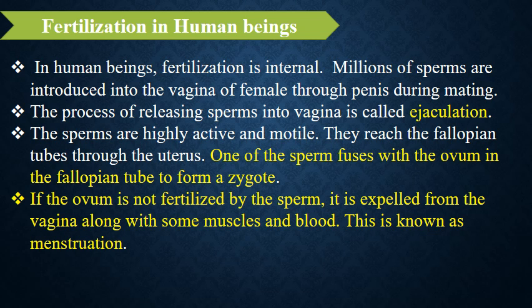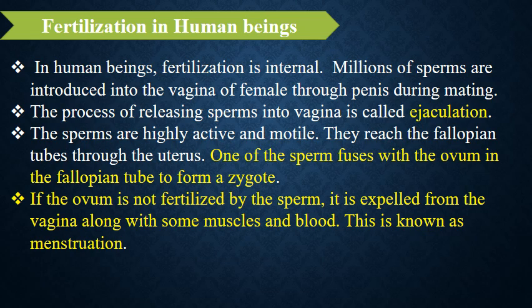Fertilization in human beings. ह्यूमन में फर्टिलाइजेशन एज वी नो इंटरनल होता है. Millions of sperms are introduced into the vagina of female through penis during the mating. Releasing of sperm into the vagina is called ejaculation. As we know, sperms are highly active and motile because they have tail. That's why they are motile. They can move from one place to other.